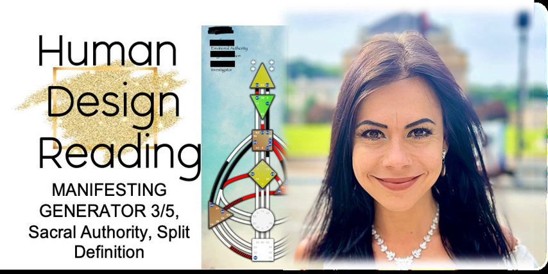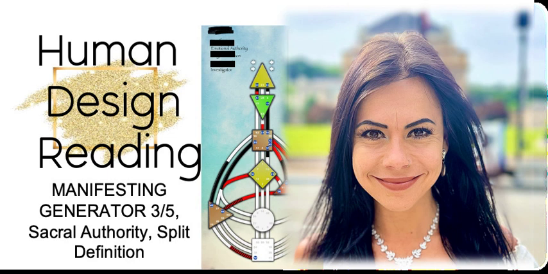So let's just quickly dive straight into your human design. You are a manifesting generator. So there are 4 types of designs. There are manifesting generators, projectors, manifestors, and reflectors.